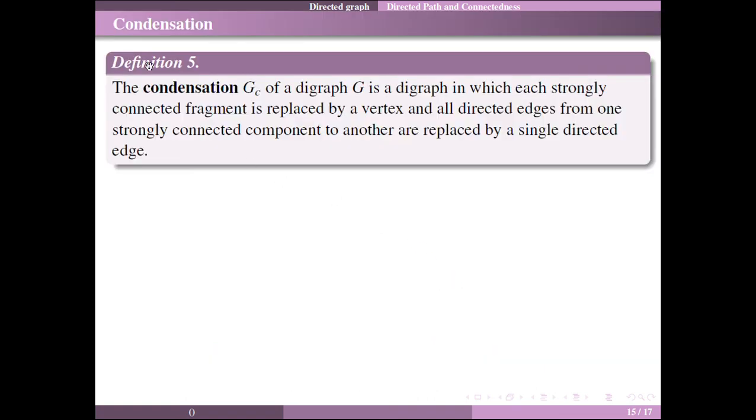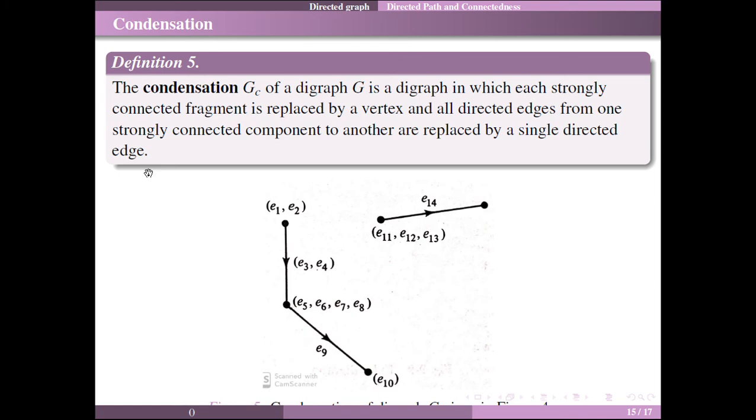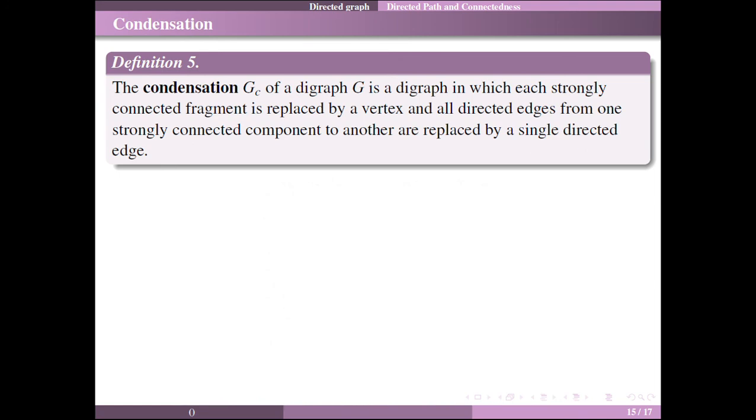We next discuss condensation. This is a sort of operation on a digraph. The condensation GC of a digraph G is a digraph in which each strongly connected fragment is replaced by a vertex and all directed edges from one strongly connected component to another are replaced by a single directed edge. As we can see in the previous graph.